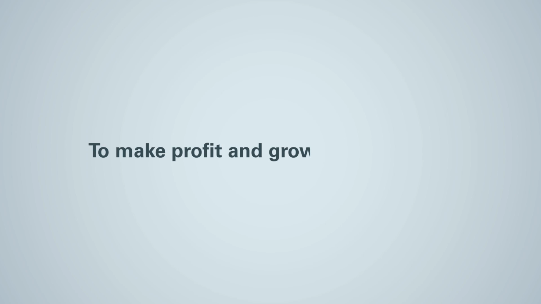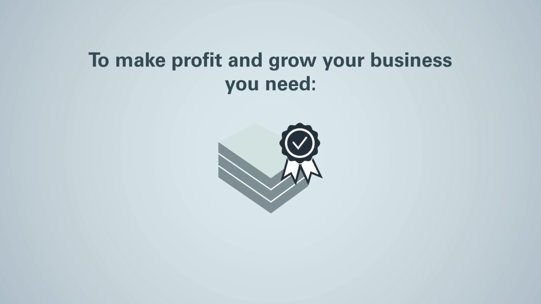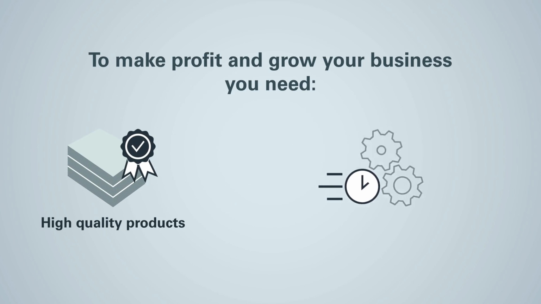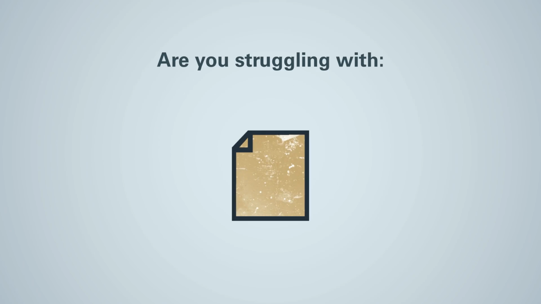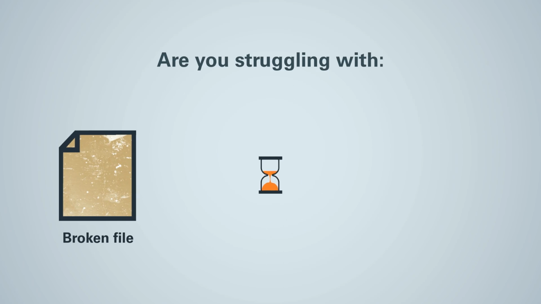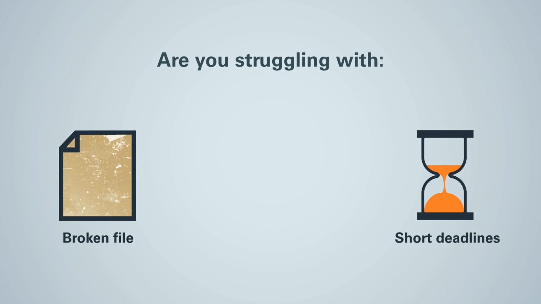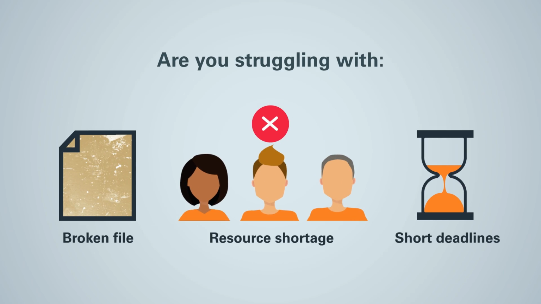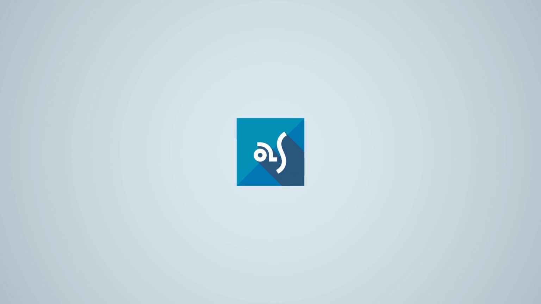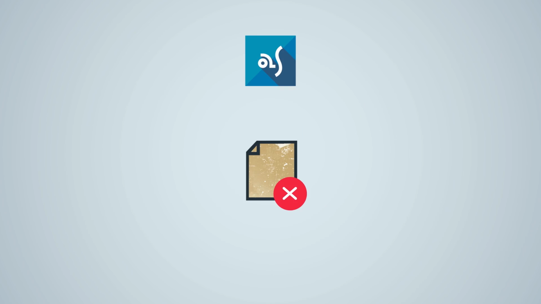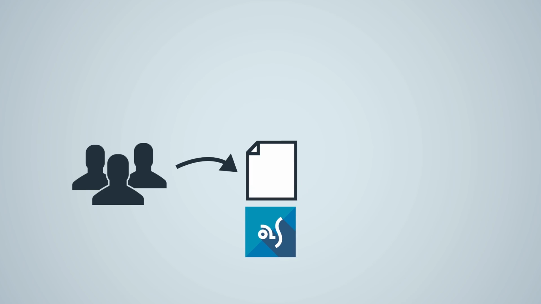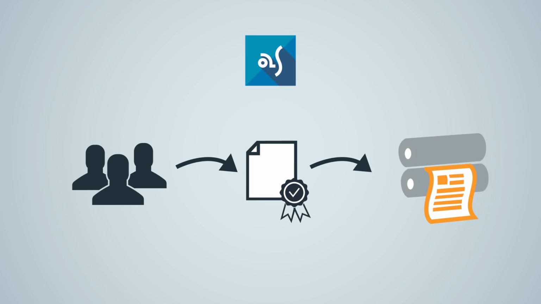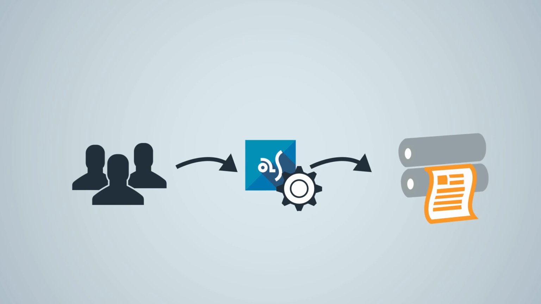To make profit and grow your business, you need high quality products, high speed processes, low costs. Are you struggling with challenges with your customer files? Short deadlines, turnaround times, resource shortage in your prepress? OneVision Asura can help. Whatever broken files your customers sent you, we will not easily classify it as not printable, but will rather fix it and make it print in a high quality, automatically.